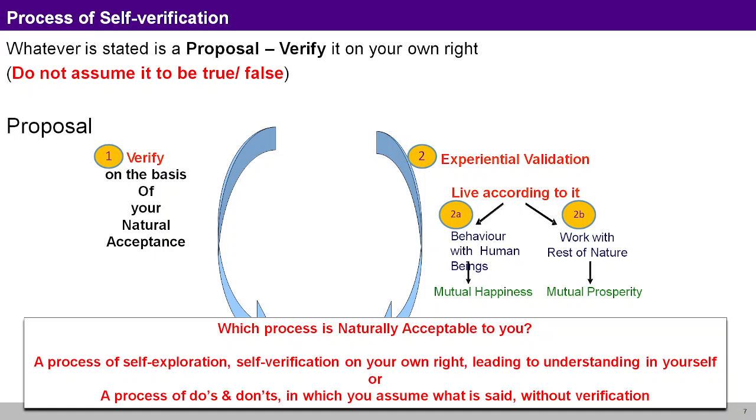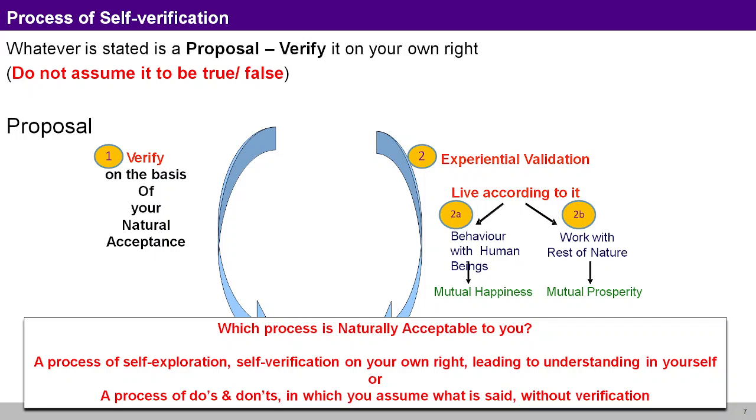Anything that comes to you is a proposal. The thought or desire that comes to you is a proposal. Verify the proposal on your own right, on the basis of your natural acceptance. After that, you can validate with your experience and then live according to it. When you do that, you will get the harmony, and that is called self-verification. Which process is naturally acceptable to you?